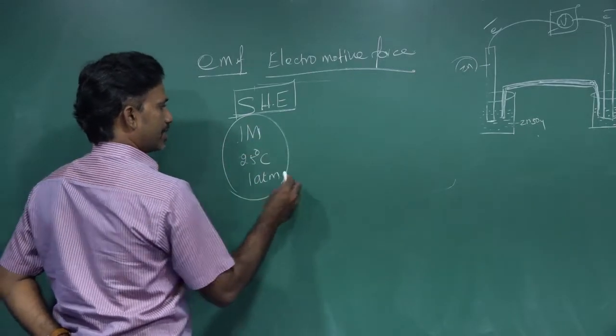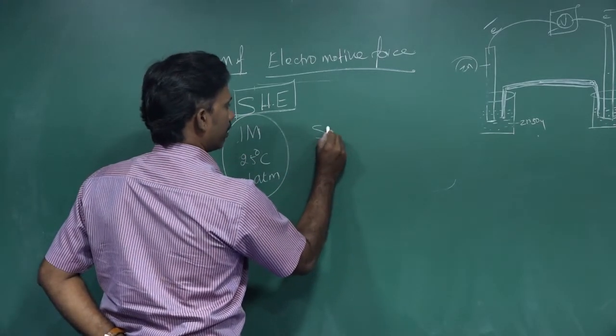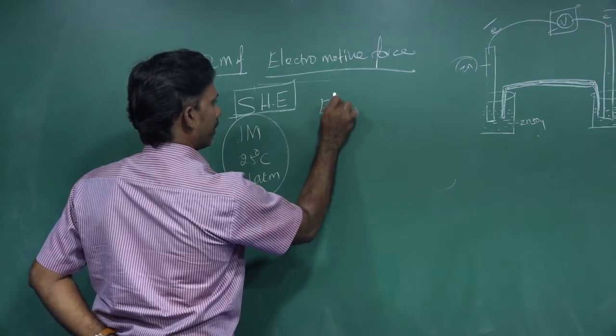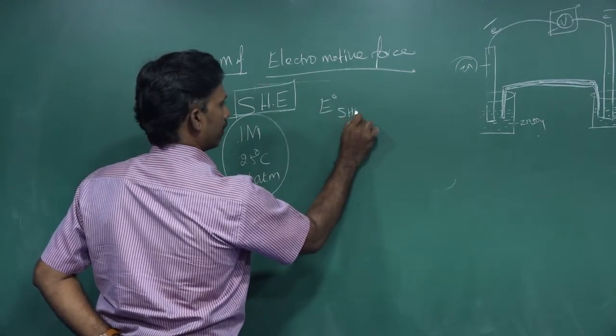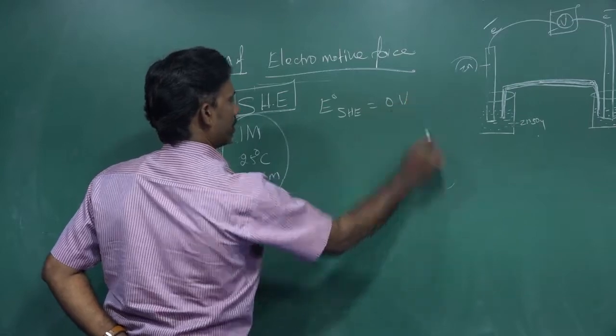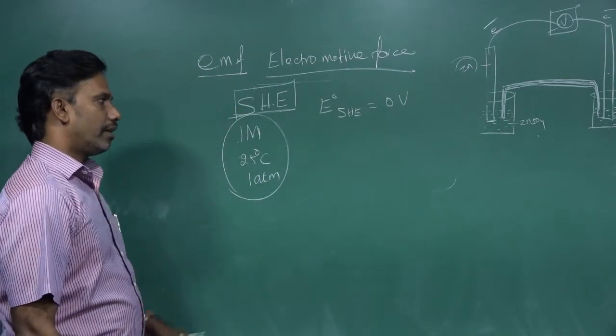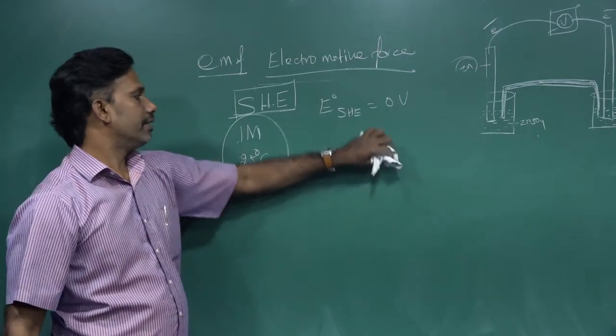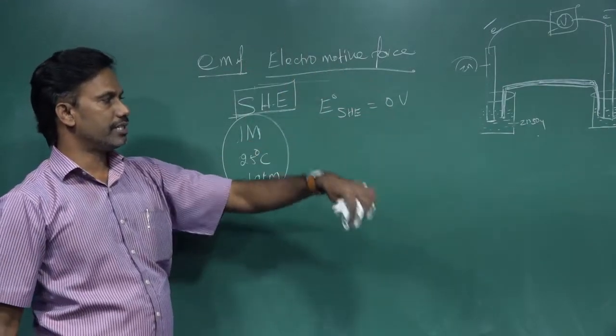What is the specialization? For the standard hydrogen electrode, that is E naught of the SHE. E naught of the SHE is always 0 volt. This is special. Okay. What is one more specialization in that? It can be used for both oxidation and reduction.